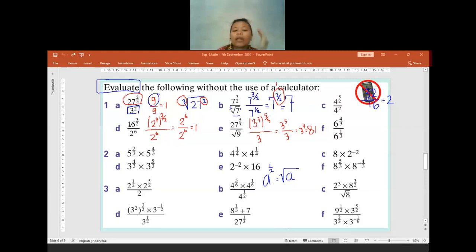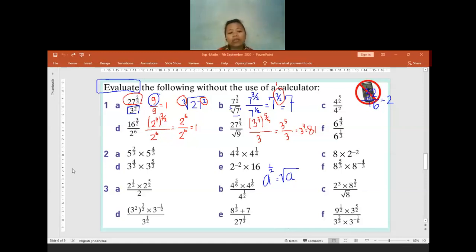For the question D, we have 16 to the power of 3 per 2. As you know, whenever we have fractional indices, we can use two ways. You can change the fraction into root or you can change the base into another index number. For the question 1D, I change the base number into another index number. 16 will be equals to 2 to the power of 4. And then the 16 gets another power of 3 per 2. That's why here the 2 to the power of 4 gets the power of 3 per 2.